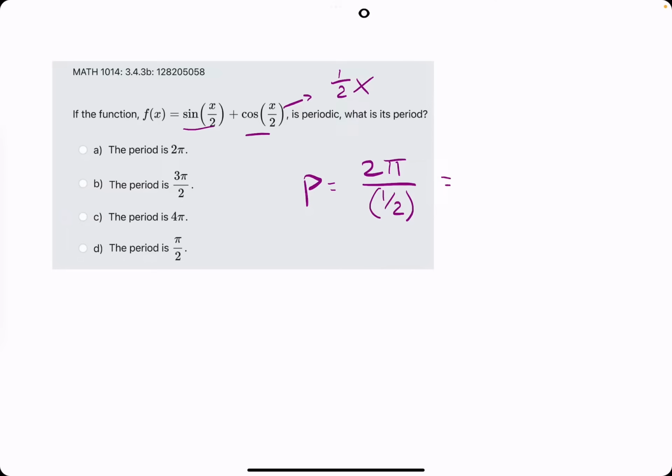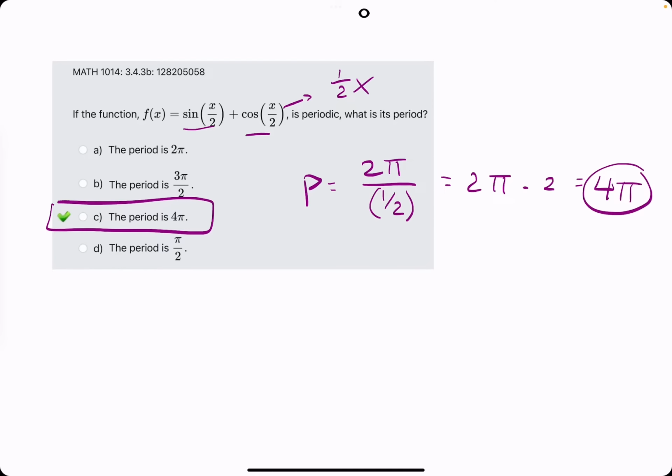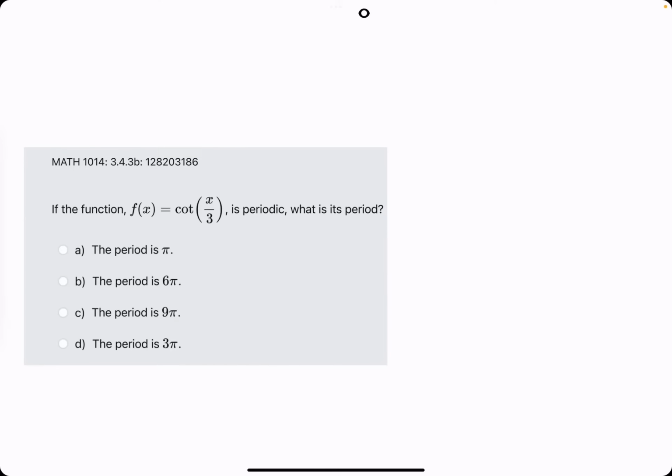If we're taking 2 pi and dividing it by 1/2, that's the same as multiplying 2 pi by 2 over 1, or just 2, for a result of 4 pi. Break out the eraser to see that C is our answer. Now let's get a little different here.